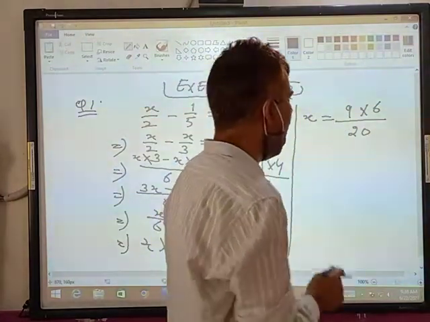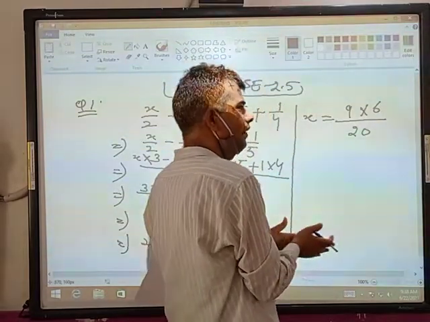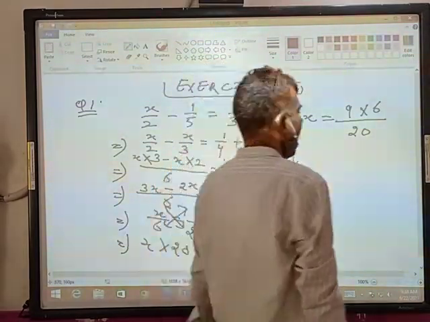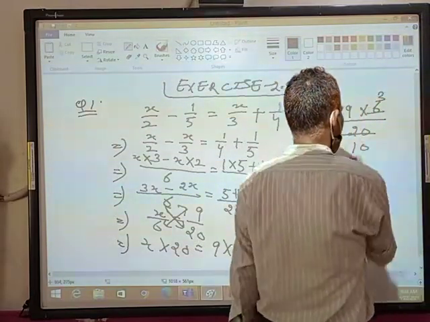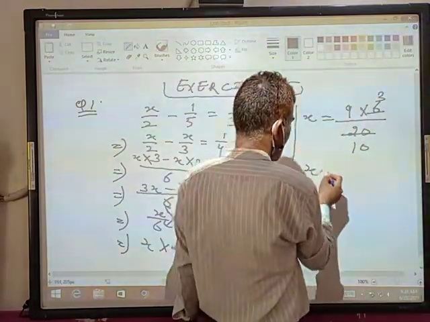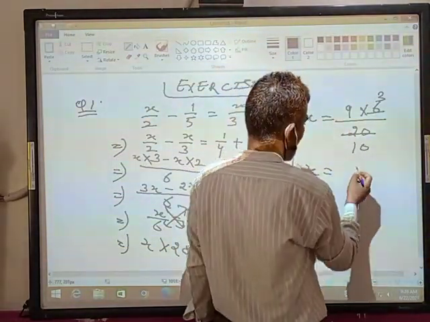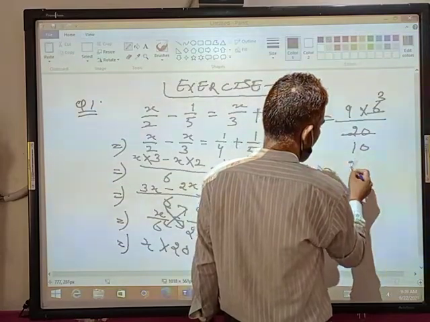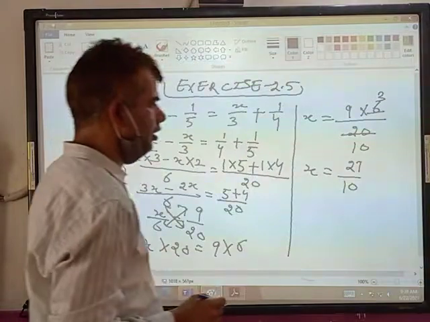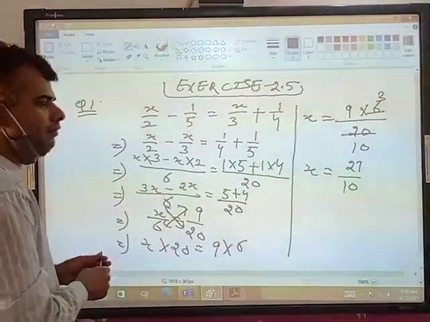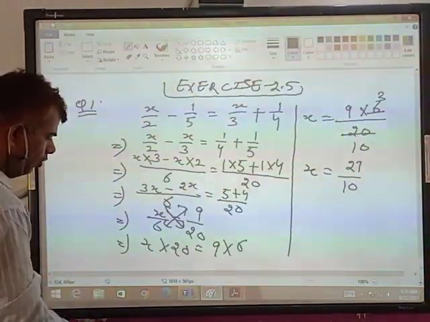Students, 6 and 20 come in the table of 2. The common factor is 2. That is, 2 3s are 6 and 2 10s are 20. Now students, 9 3s are 27, so 27 by 10. Students, any doubt, any problem? No. Okay, students.